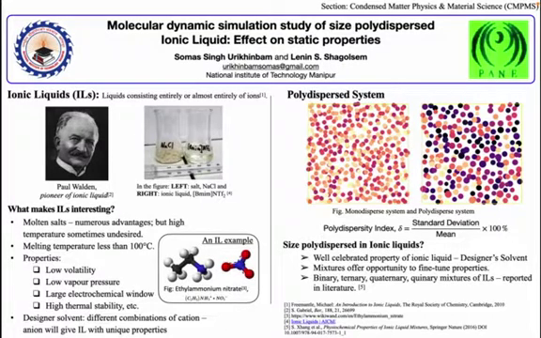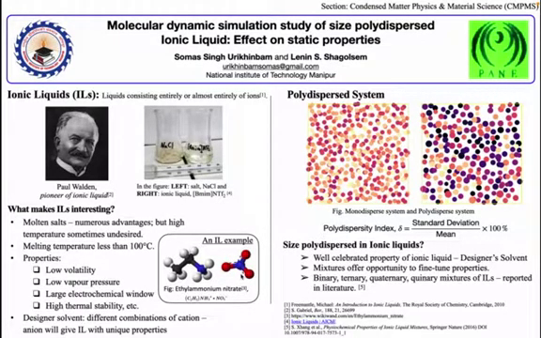a molecular dynamics study. Ionic liquid is a liquid consisting entirely or almost entirely of ions. The credit for discovering ionic liquid is given to Paul Walden, for his discovery of ethyl ammonium nitrate, which is liquid at room temperature. An example of ionic liquid is given here, this ethyl ammonium nitrate.